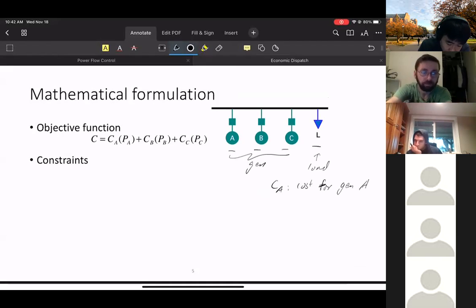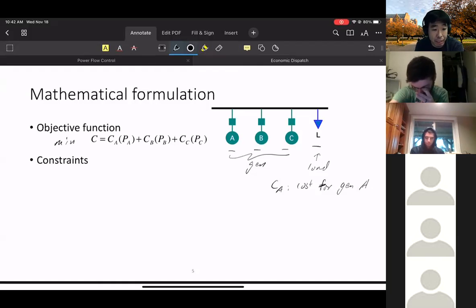Our goal is always to minimize this cost, the total cost of generating power, subject to some constraints. It's not just minimizing, right? So subject to the constraints. What constraints do you think exist in the system? What are the right constraints we should have?